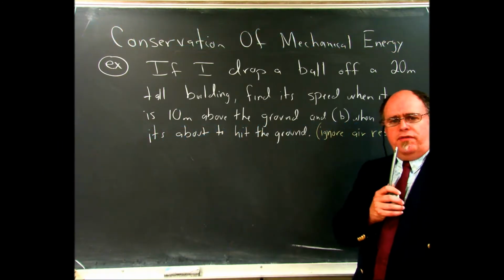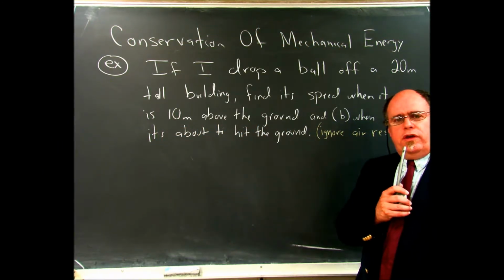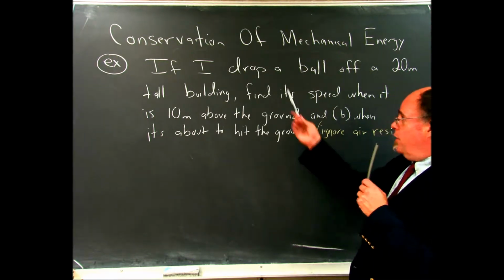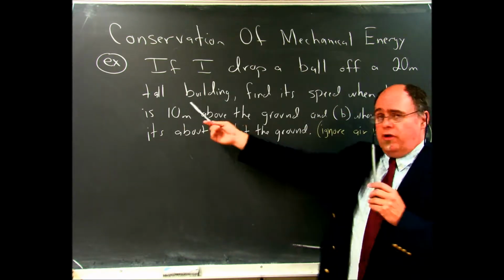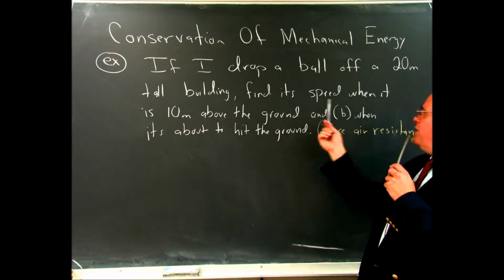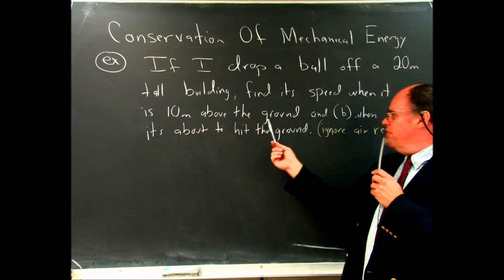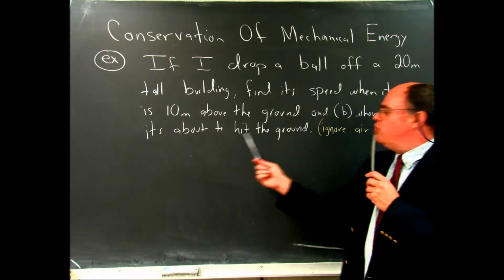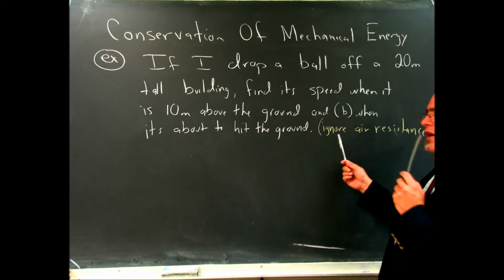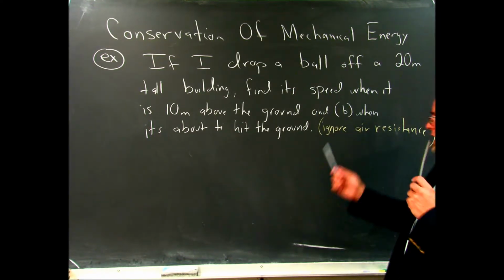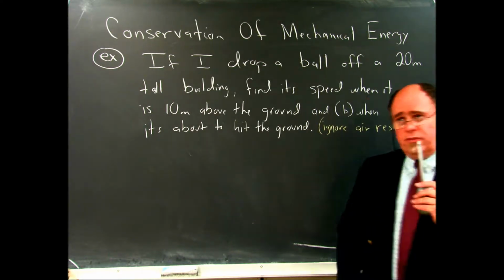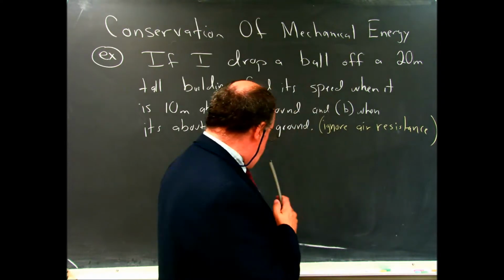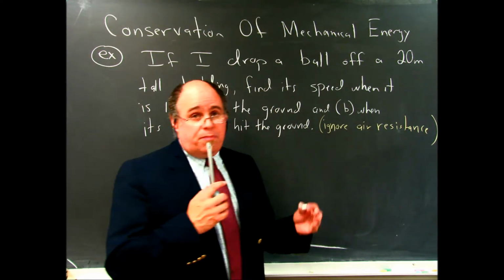This is an example of conservation of energy using conservative forces. What it says is, I'm going to drop a ball off a 20-meter tall building. It says find its speed when it is 10 meters above the ground, and then in part B, find its speed when it's about to hit the ground. And over here it says ignore air resistance. So by saying ignore air resistance, we're pretending that this is something called conservative forces only. So we will simplify things a little bit.